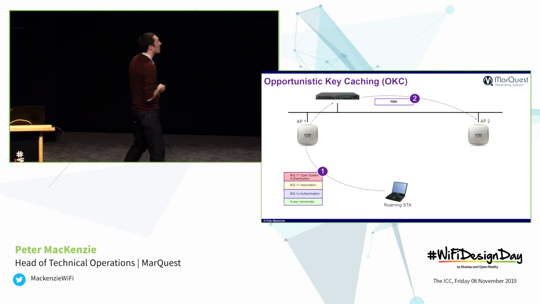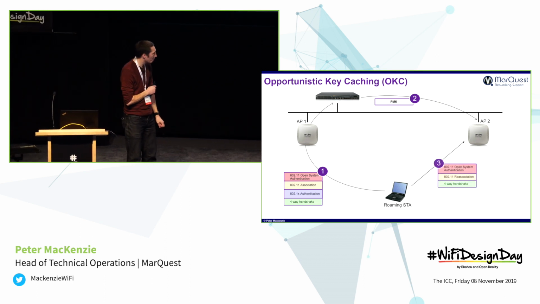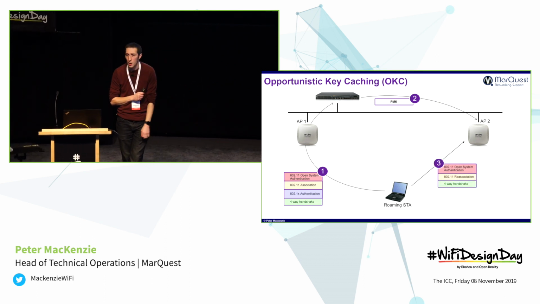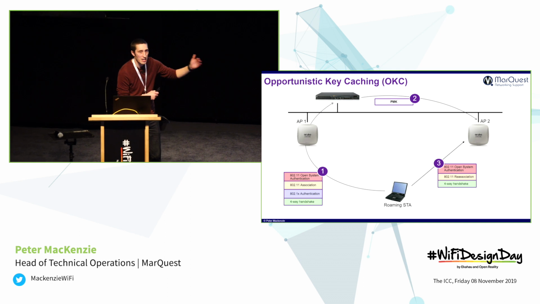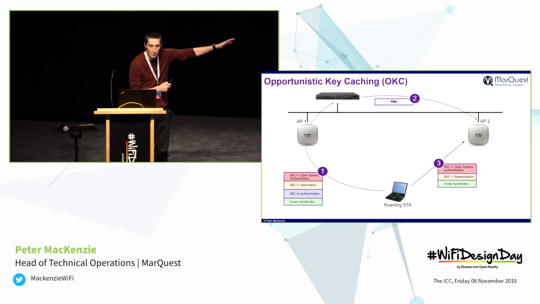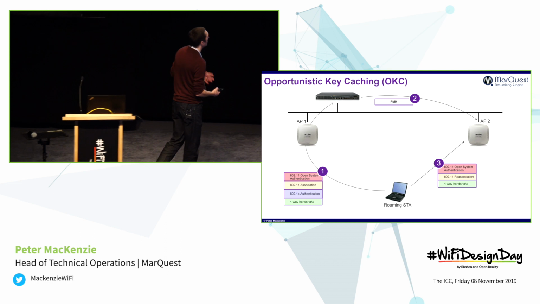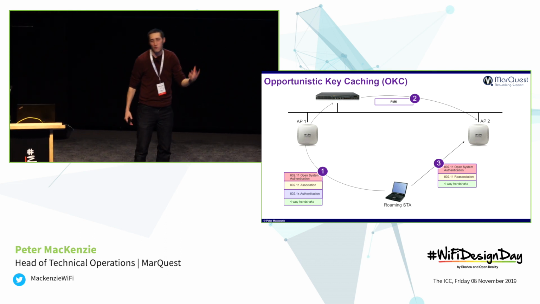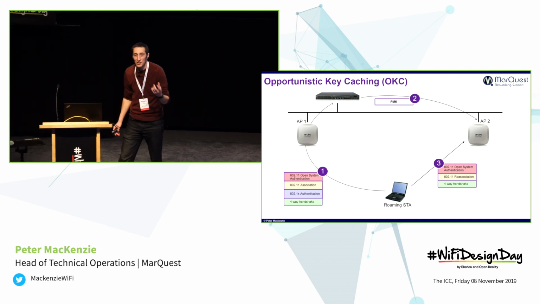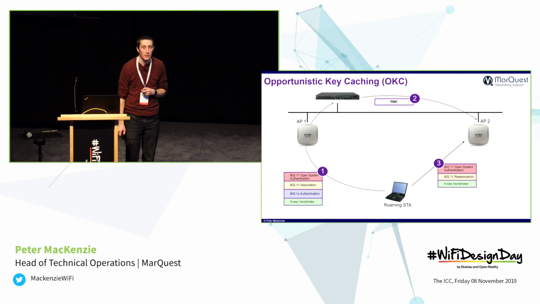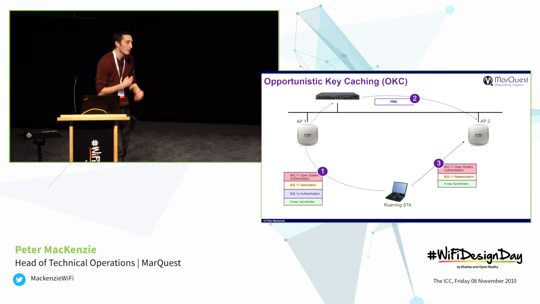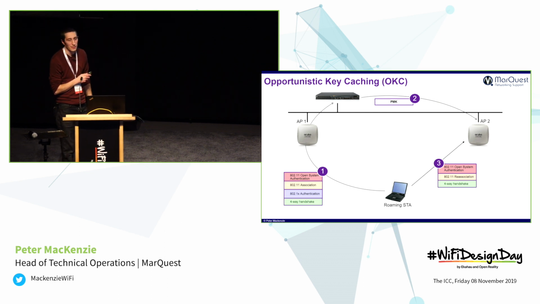When I then roam to AP2, we go through open system authentication, reassociation, hey, I've got a cached pairwise master key, and we can go straight to the four-way handshake. So it's another way of negating that use. Some people might also know there's a Cisco proprietary method of this, and this actually negates the need to do the four-way handshake as well. But we're not going to go over that in this section.